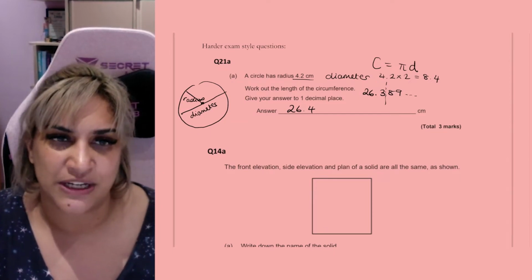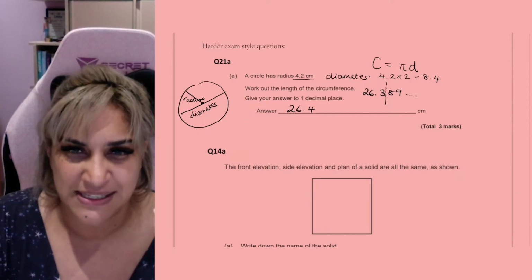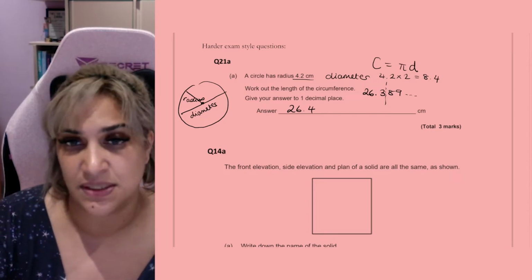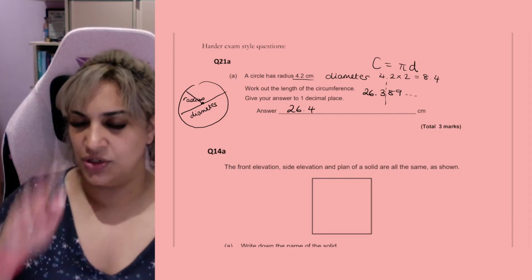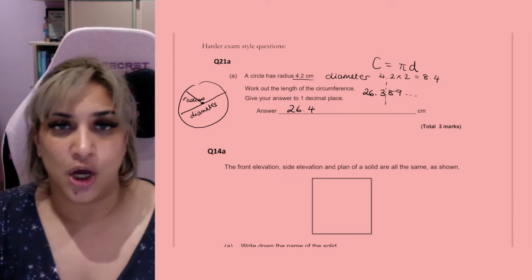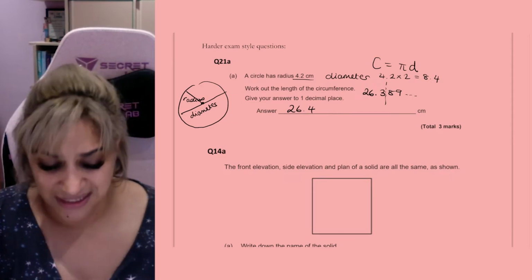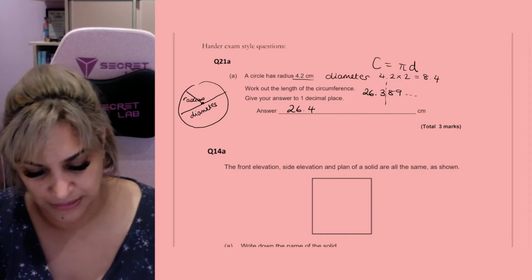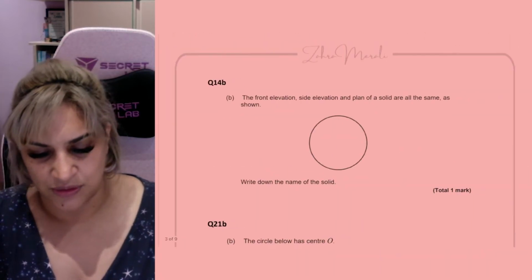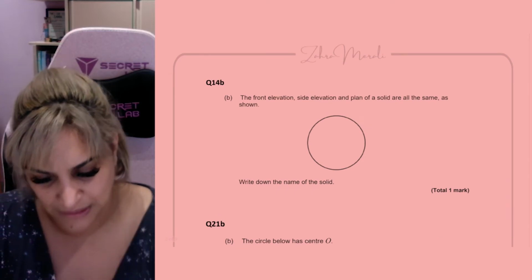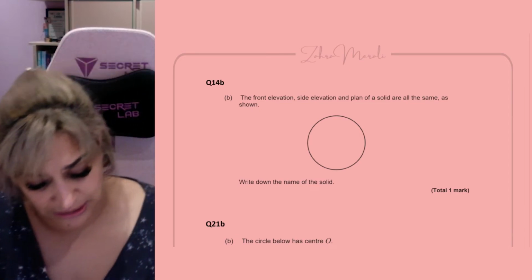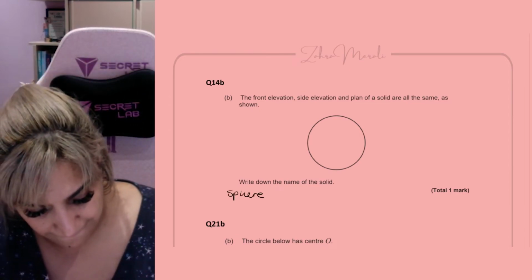Right, so our next question is we've got the front elevation, the side and the plan. That's looking at something front on, from the side and from the top. If they are all the same, then it's got to be a cube. So this is going to be a cube because it's all the same no matter how we look at it. And if it's a circle no matter where you're looking at it, you've got a sphere.